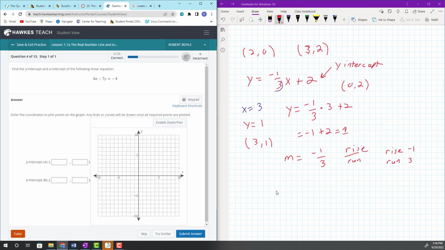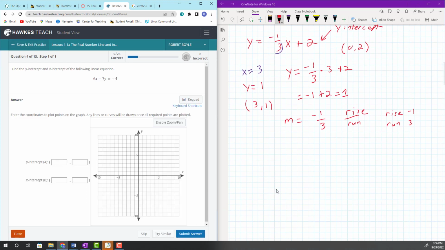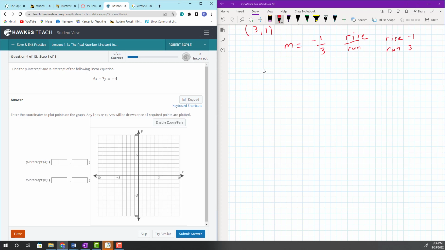Okay, we are down now. We're up to 4. And here we want to find the y-intercept and the x-intercept for this linear equation. Okay, so we have 6x minus 7y is equal to negative 4. So, x-intercept. Oh, wait, let's do the y-intercept first since that's the top one.